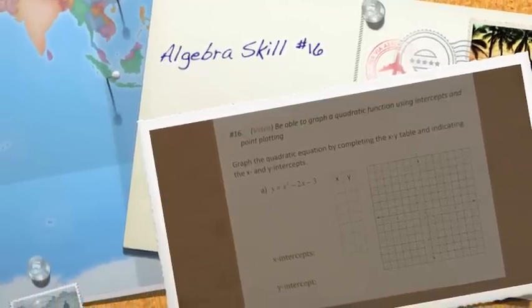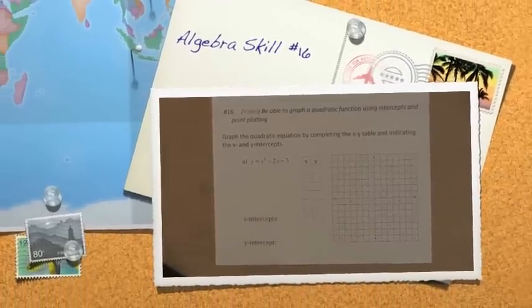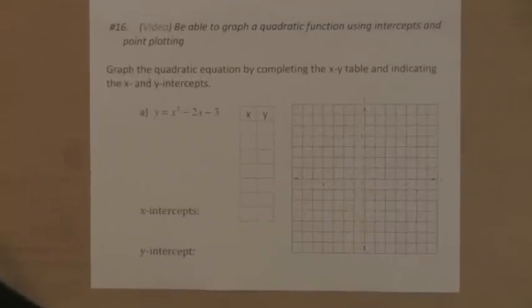This is skill 16. It's graphing quadratic functions using intercepts and point plotting. You're asked to graph the quadratic equation by completing an XY table, which means picking points and indicating the X and Y intercepts. So I have a few options for this. You want to fill in this table just so you have a decent picture of this graph. The graph's going to look like a curve called a parabola. That's how quadratic equations appear when you graph them.